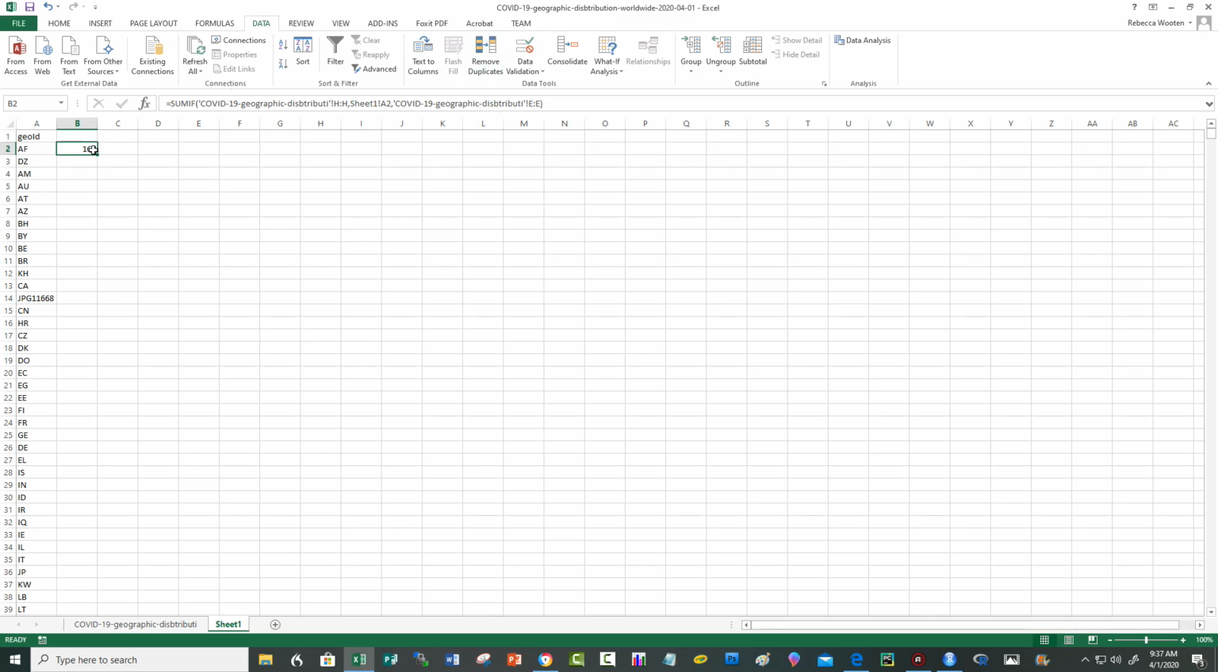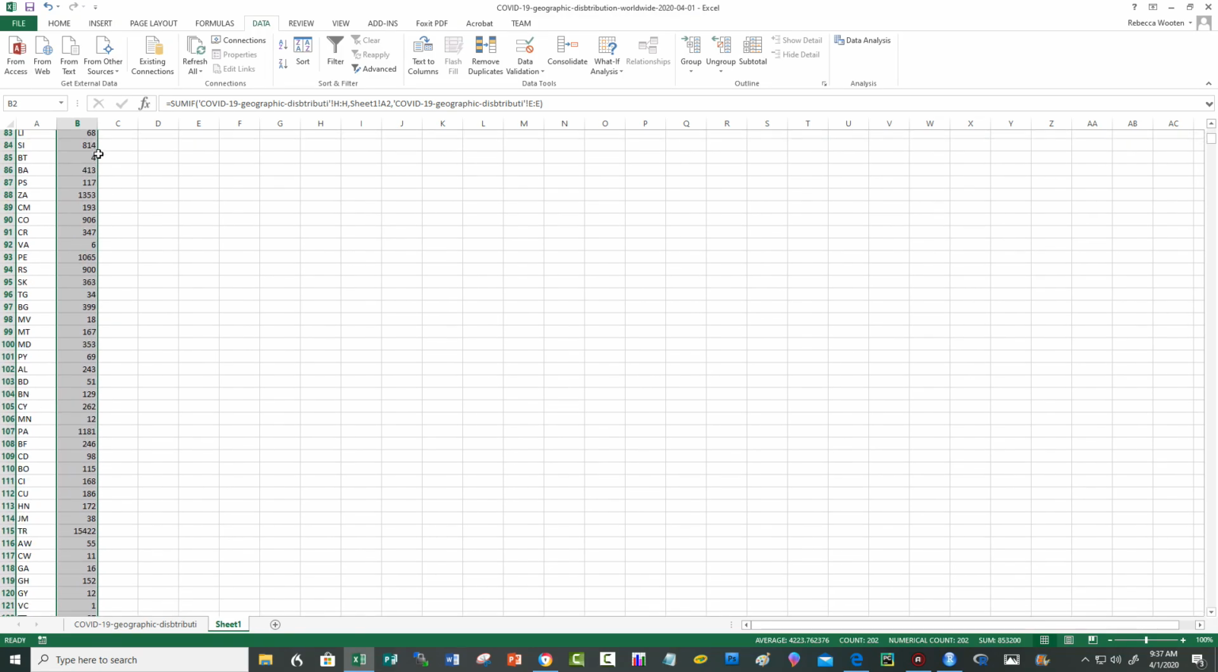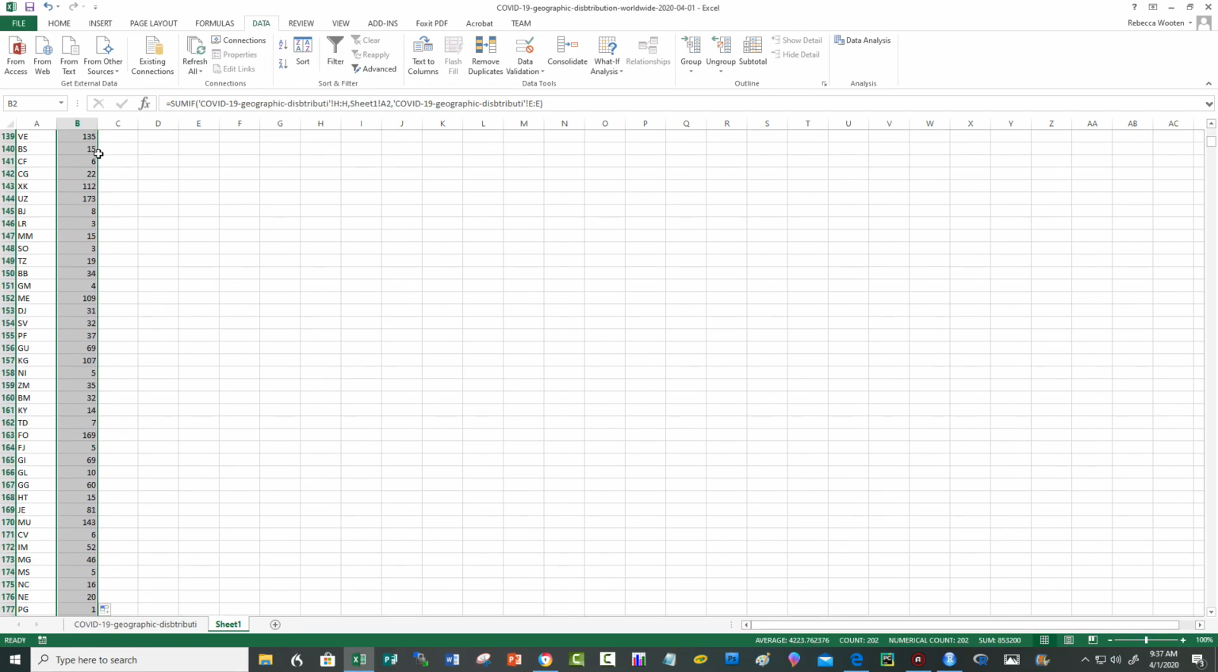So let's see. Alright, so here's our cases. Now it's a formula, so if we want to sort this, we might want to copy and paste just the values. So that's what I'm going to do.